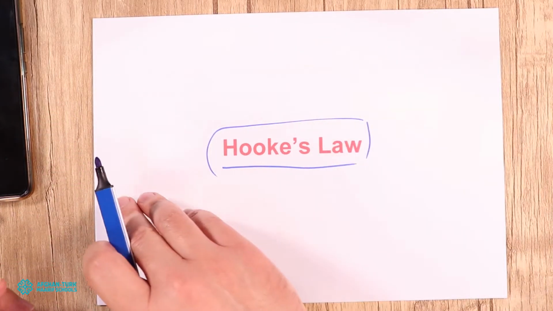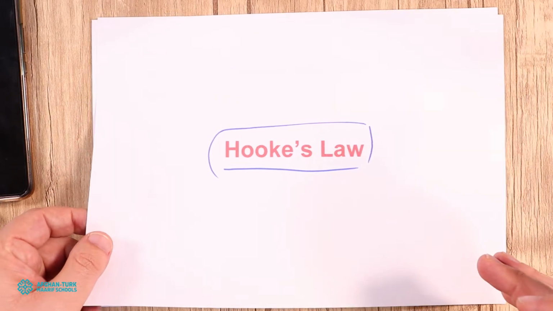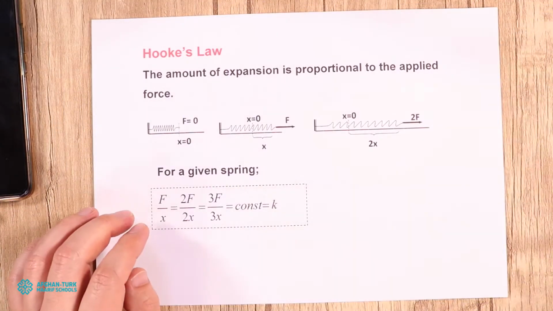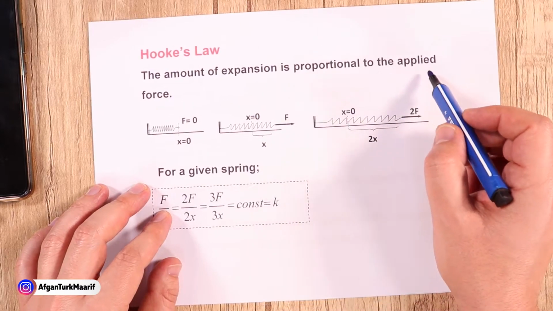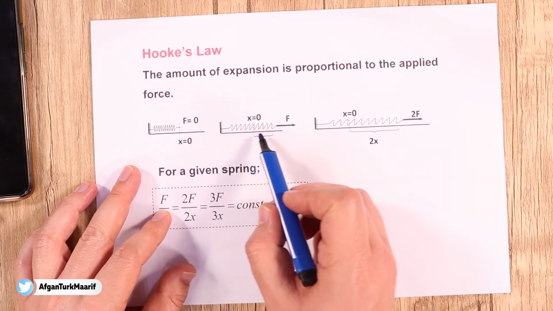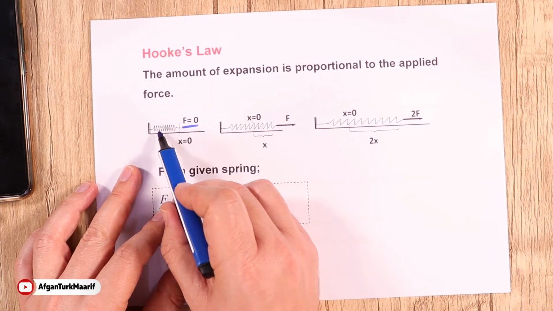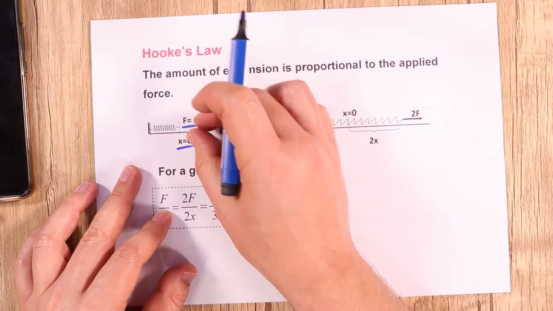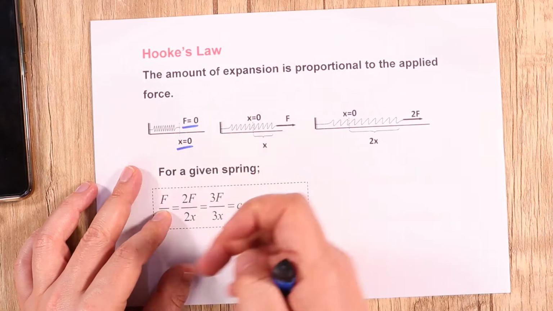So let's move to the next page. There are some diagrams you can understand easily, and you will understand what Hooke's law is. Here the amount of expansion is directly proportional to the applied force. Look, there are three different positions of the spring. This is the original position when the force is 0, so the displacement is also 0. It means when we do not apply the force, the spring is in the normal position.